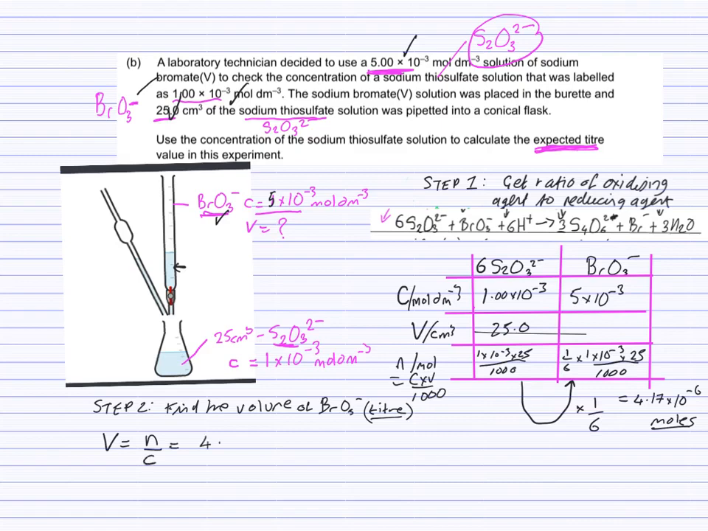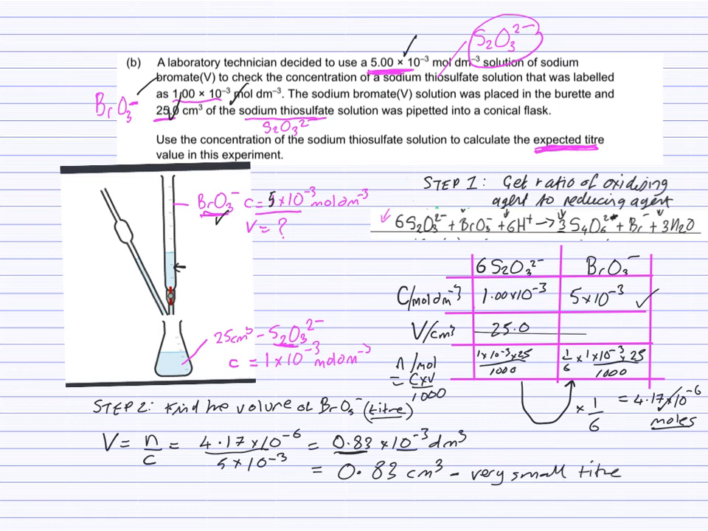The number of moles we've just got from the first part of the question, which is 4.17 times 10 to the minus 6 moles in that titer, divided by the molar concentration, which is 5 times 10 to the minus 3. Now this gives us a really small number, but remember that's in decimetres cubed. We times it by 1,000, that tells us we've used 0.83 centimetres cubed from the burette, which is a really, really small titer. And that's not much use. That will reduce your accuracy.